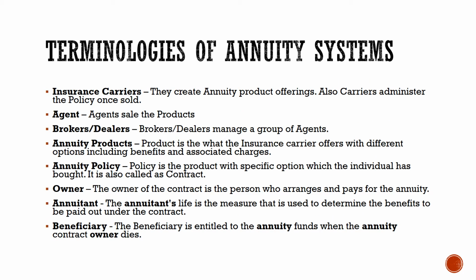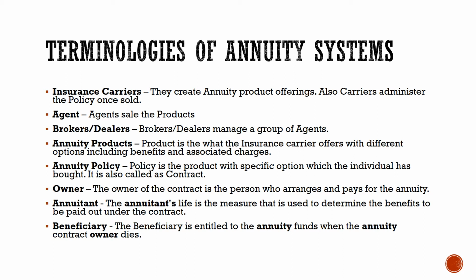Let's look at some basic terminology that's important to understand as we proceed forward with this presentation. Insurance carriers are going to create the product and actually administer the policy. Agents are the point of sale, they're the front line. Brokers, dealers, they're in the background managing the agents. The annuity product is the product itself, which a customer will be purchasing.